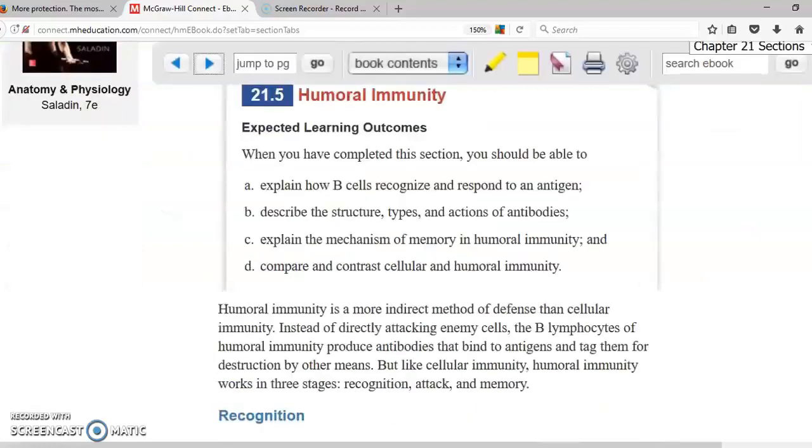Humoral immunity relates to antibodies. We said that there are two main types of cells, T lymphocytes and B lymphocytes. T lymphocytes are mainly related to cellular immunity. B lymphocytes are related to humoral immunity. The main reason for that is that B lymphocytes are basically the ones responsible for the production of antibodies.